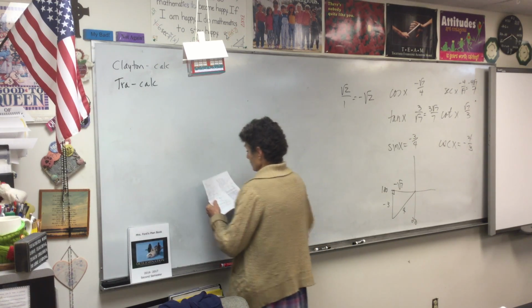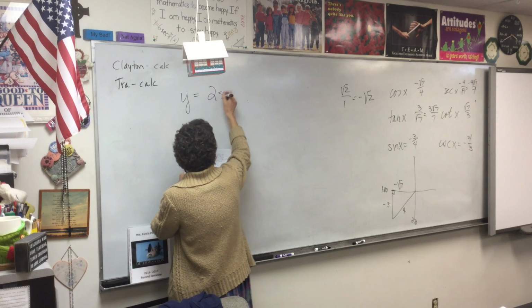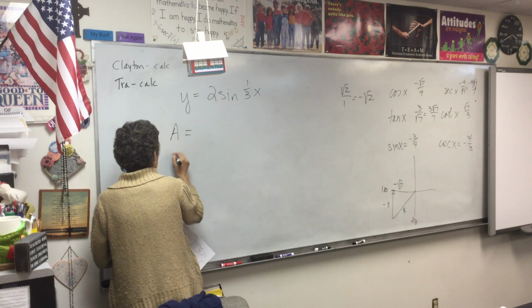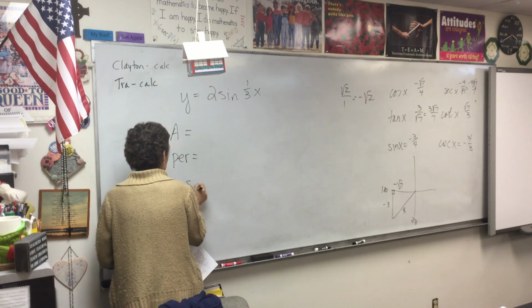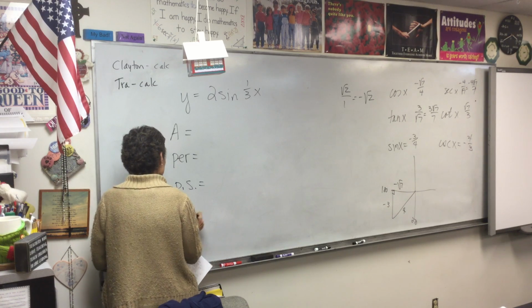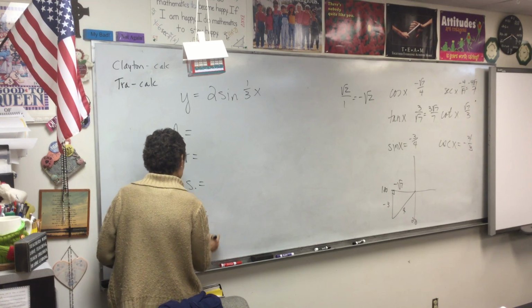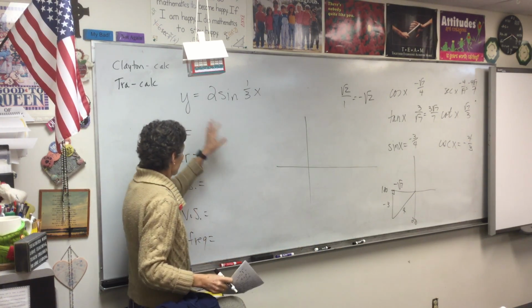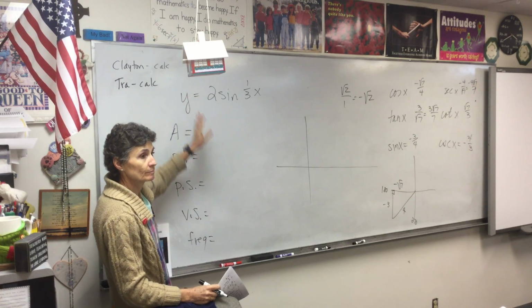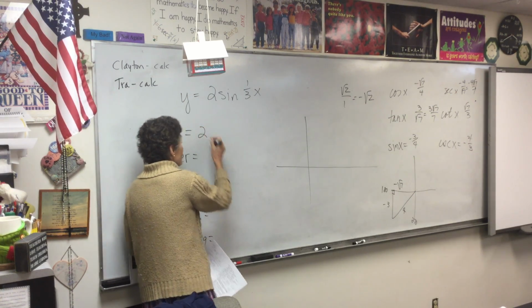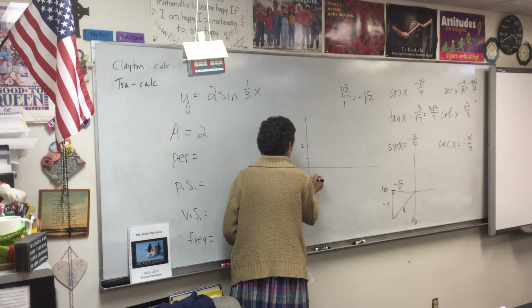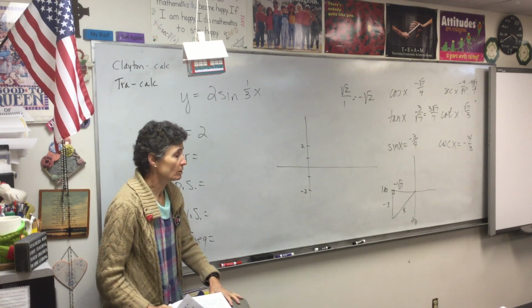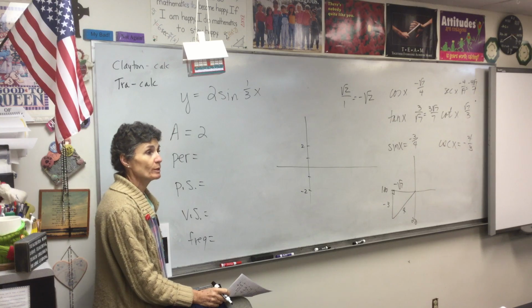So we're going to start with our y equals 2 sine 1/3 x. Let's fill in all this information first. Amplitude, period, phase shift, that's horizontal shift, vertical shift, and frequency. And then we will draw a picture of it. So here we go. What do you know? What can you fill in here? Amplitude is 2. Which means when I sketch this, I'm going up 2 and down 2. Twice as tall as a normal sine curve would be. All right, what else do we know?